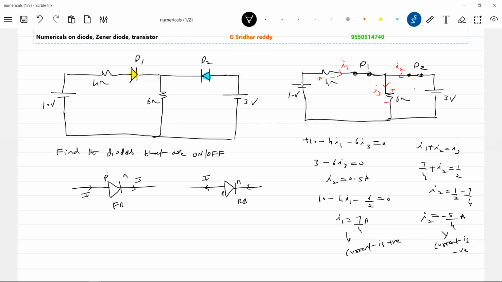Looking at forward bias and reverse bias: if the current enters the p-type, it should be forward bias. If the current leaves the p-type or enters the n-type, it should be reverse bias. So this is in fact reverse bias here. Reverse bias means D2 will be off. What is our actual circuit? The actual circuit will be like this.